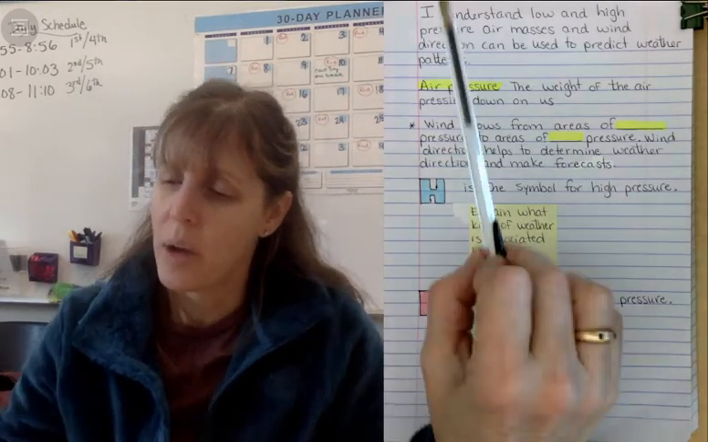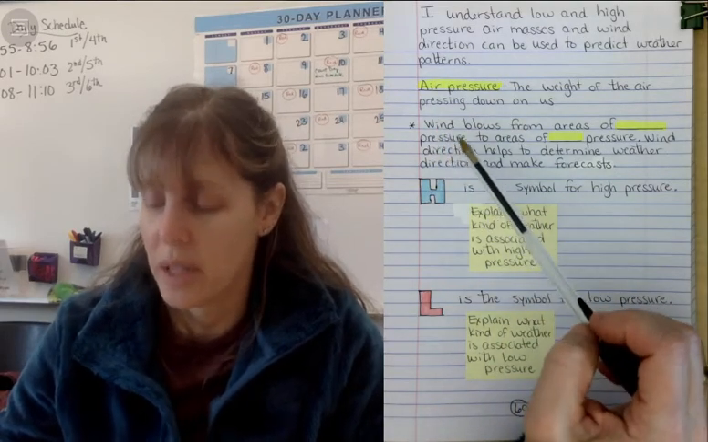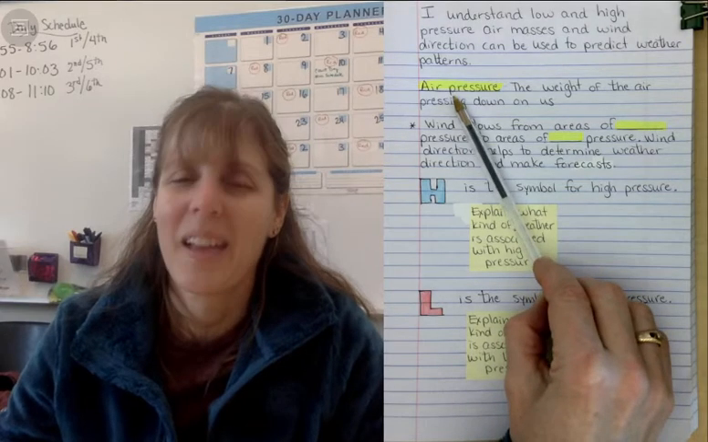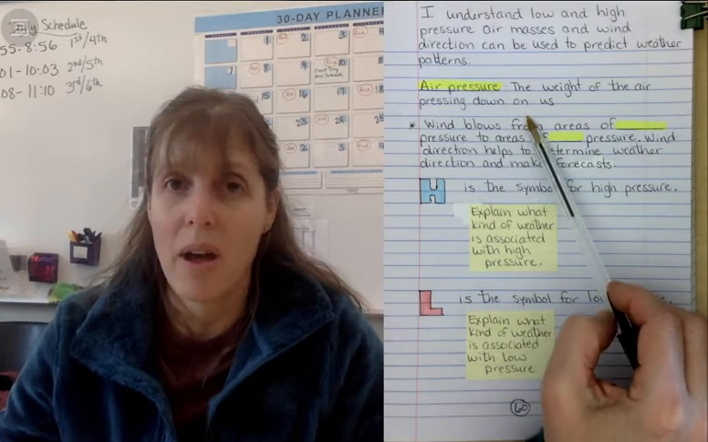So we're going to look at how low and high pressure air masses and wind direction can be used to predict the weather pattern. Our key term here is air pressure. Say it with me. Air pressure. Air pressure is the weight of the air pressing down on us.